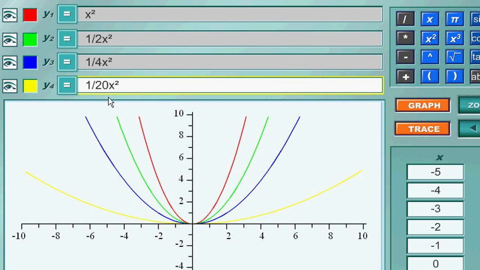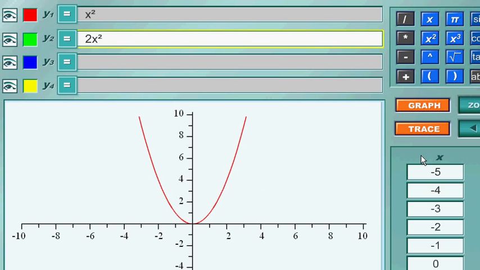The smaller this gets, the closer this gets to 0, it's going to get wider and wider and wider. All right, well, what happens if this number in front of the x squared is bigger than 1? We saw what happens if it's less than 1. If it's a fraction that's less than 1, the parabola gets wider than your standard y equals x squared. How about 2x squared? Let's see what those look like.